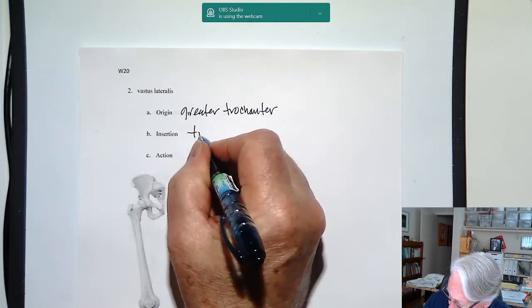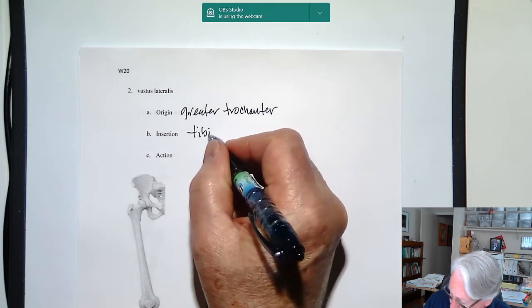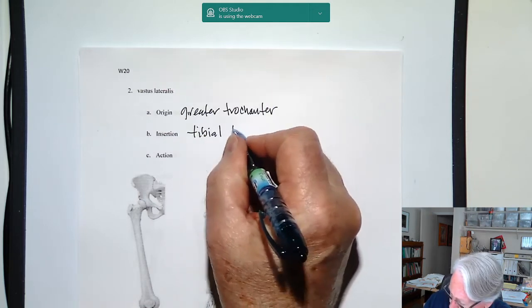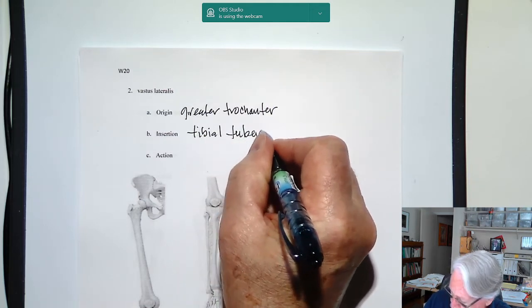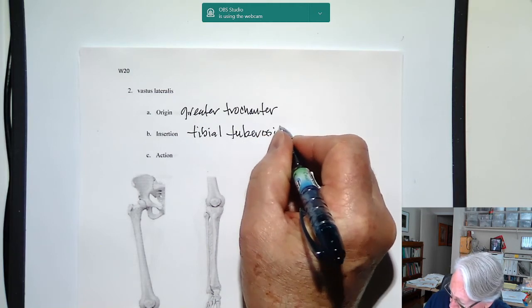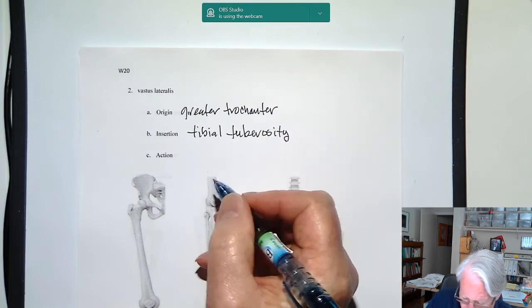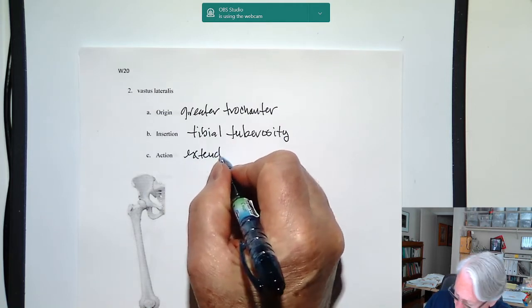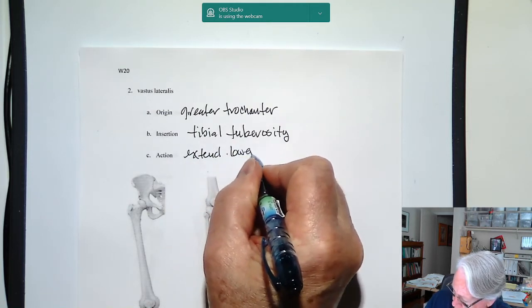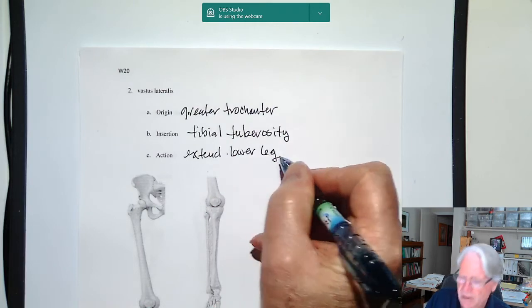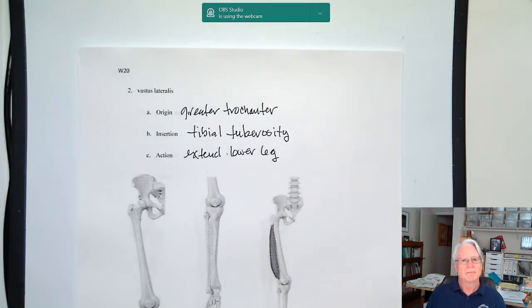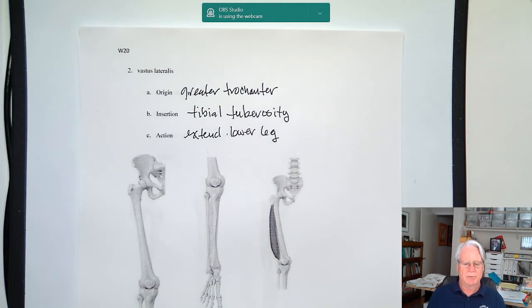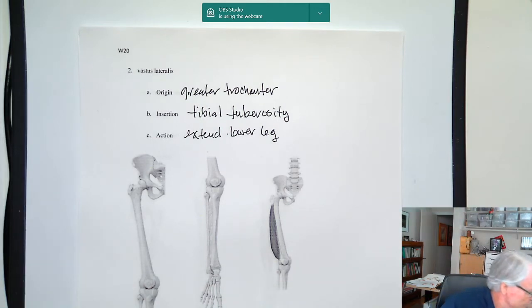Insertion, once again, tibial tuberosity. And action, extend lower leg. Okay. All right, so let's find that. And here we go.